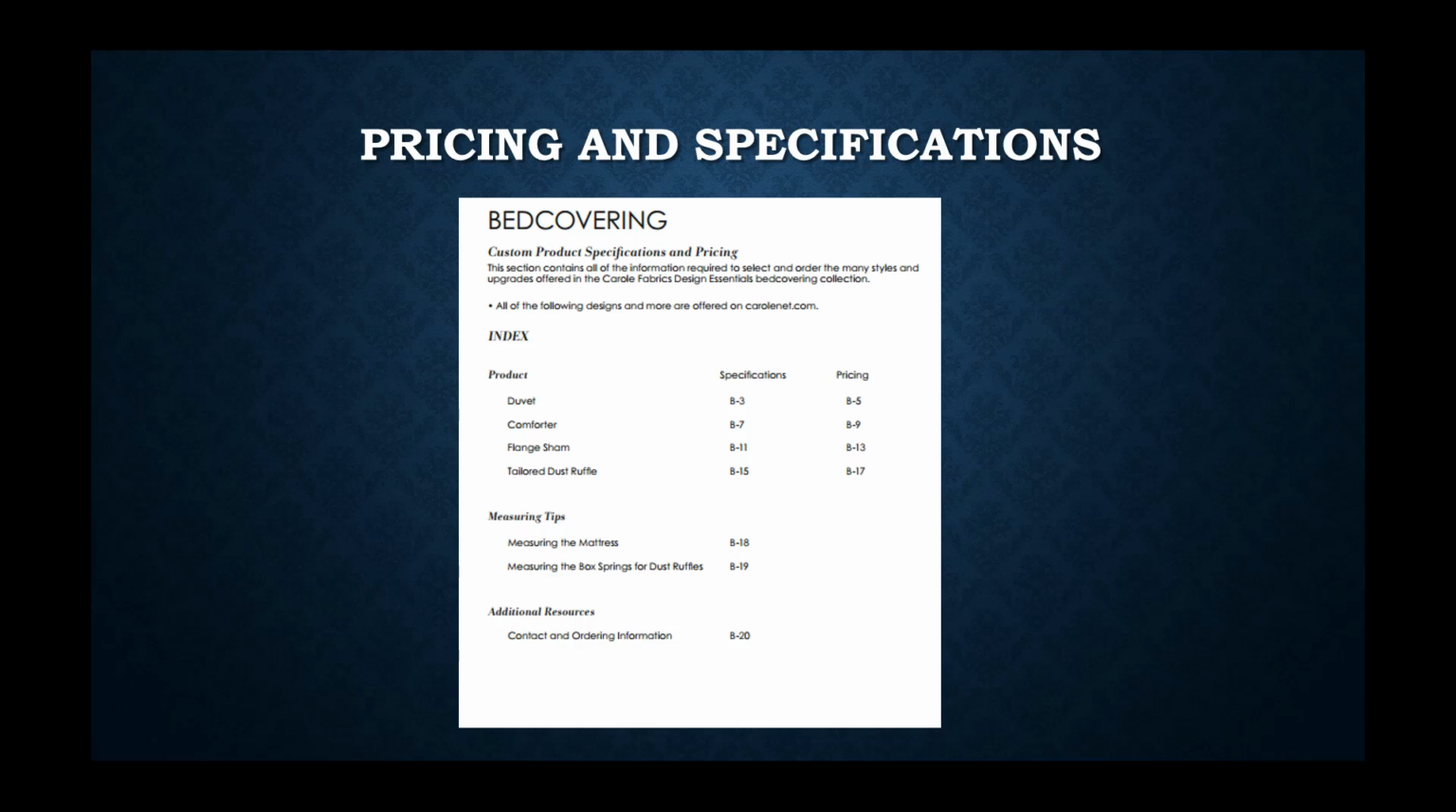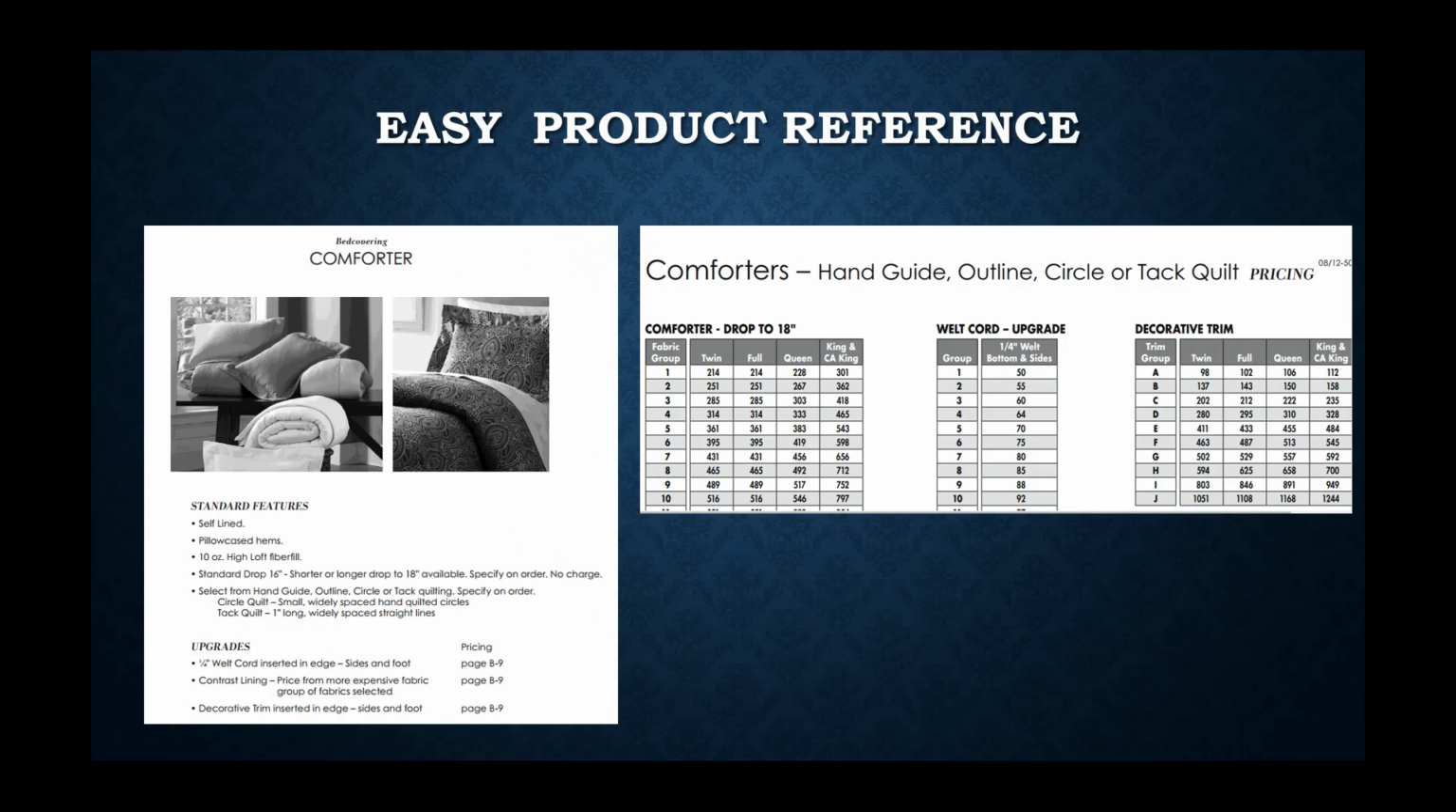specifications or pricing. So for example, if I was going to do a comforter, all I would need to do is pick a fabric group and go over and pick the size, and that's the price. If I wanted to do some add-ons, I just showed you a couple of them. There's some different add-ons that you could do, very simple to operate. So I think you get a feel for what we're doing. It's just so easy to operate.